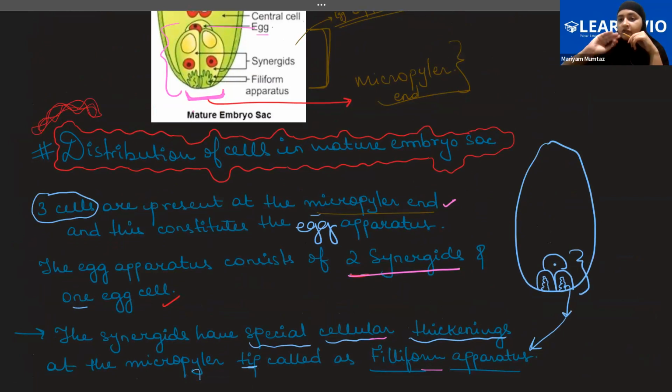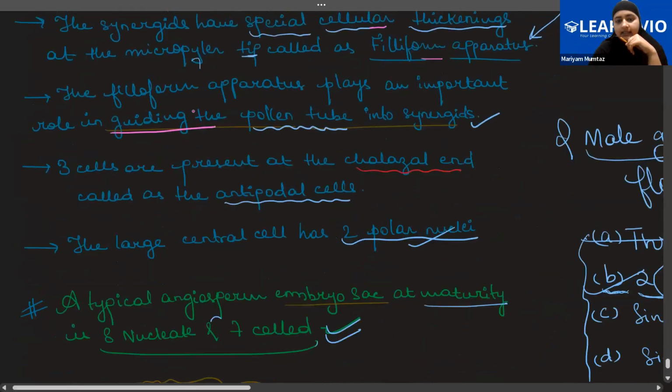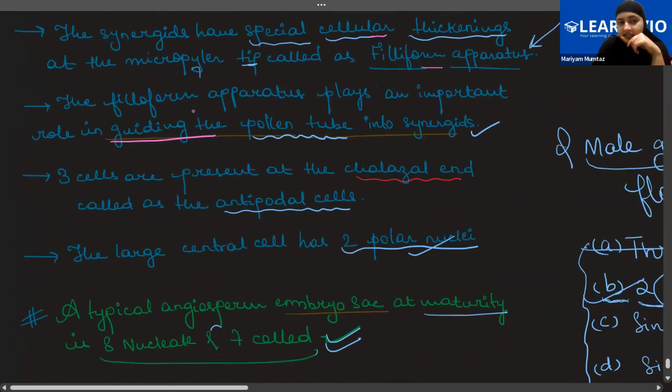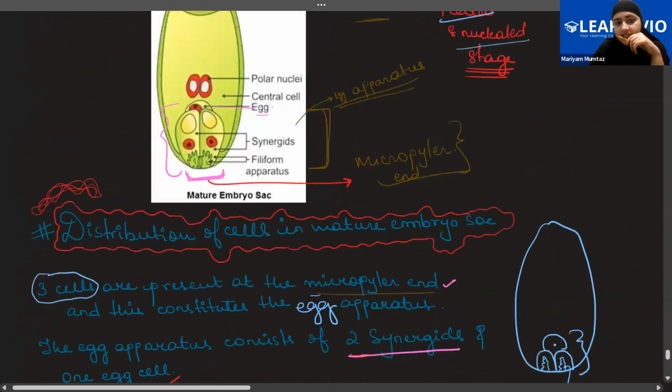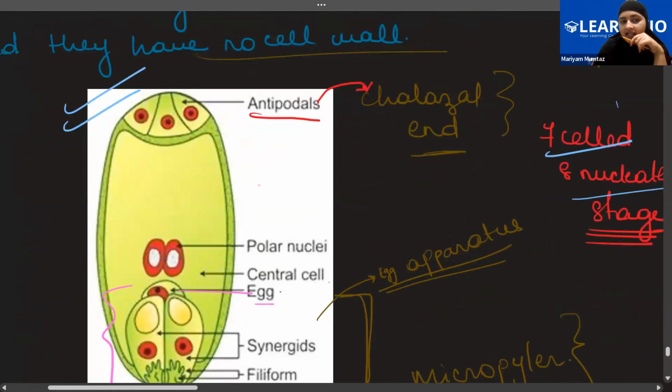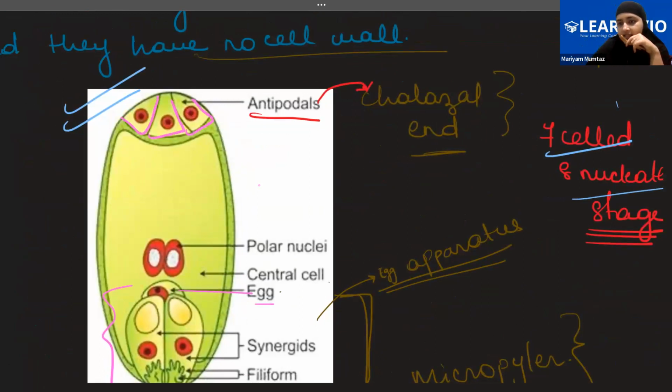then what is the name of the opposite end of the micropylar end? Very good, chalazal end. At the chalazal end, 3 cells will be present, and those cells will be known as the antipodal cells. Each of those is organized with cell walls. These 3 are the antipodal cells. So 3 here, 3 below. In total, 6 cells have been arranged.